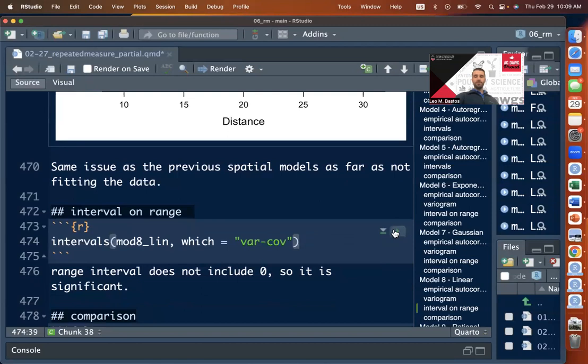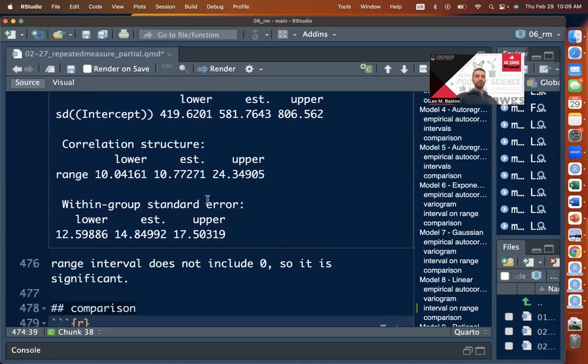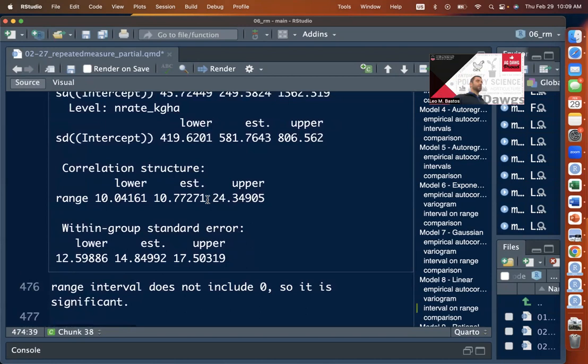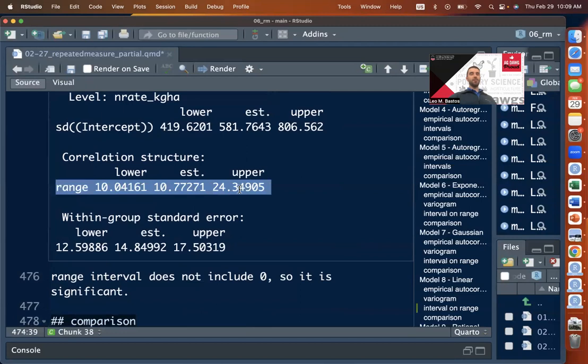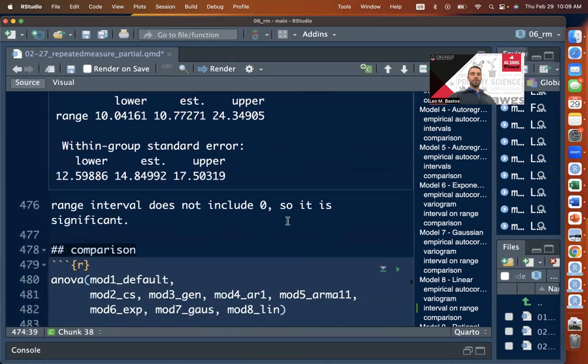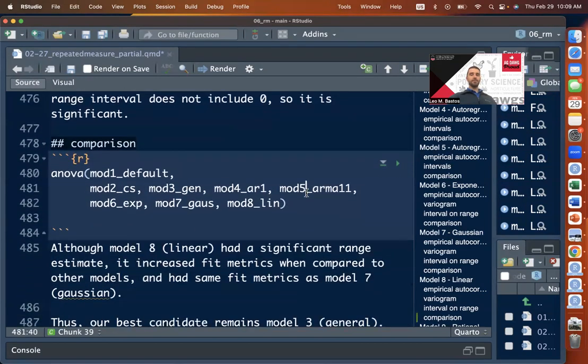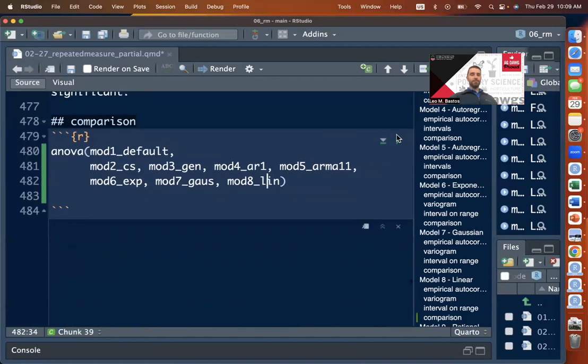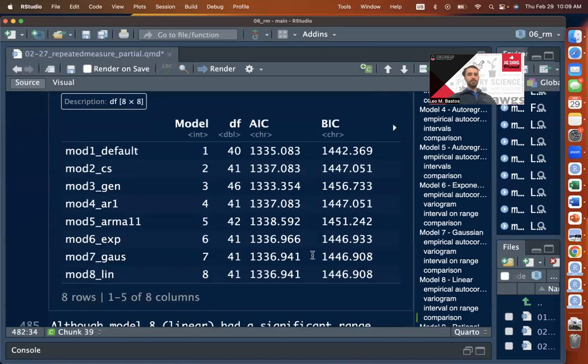Let's check the interval to see the interval of the range. So now it's a little bit narrower still, a range starting at 10 and going to 24. So it's becoming a little bit more precise, I guess, but still quite variable here, especially because our data only goes from 0 to 30, so it's almost covering the whole space. Then checking on the ANOVA, it is actually exactly like the Gaussian, right?